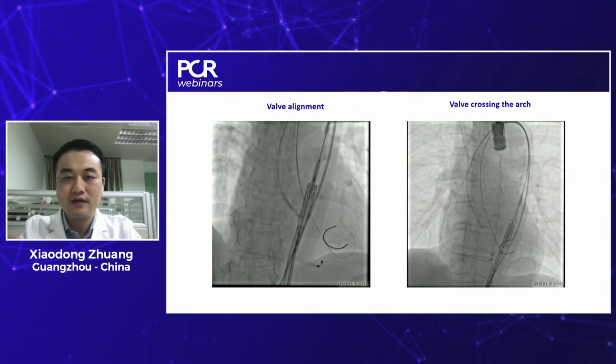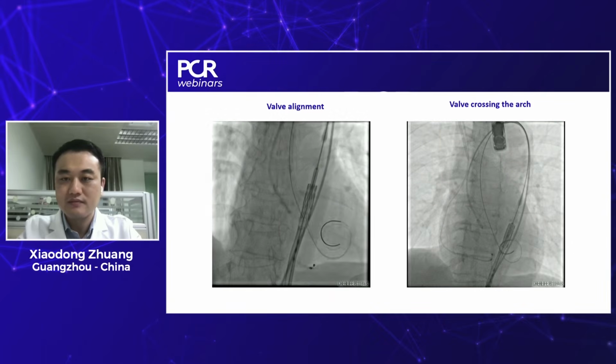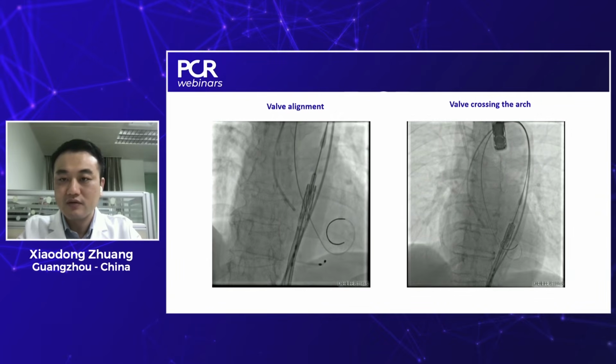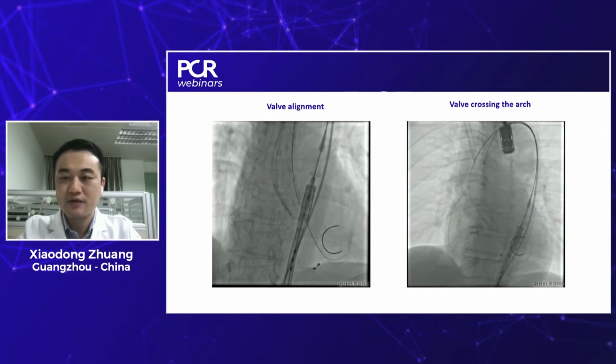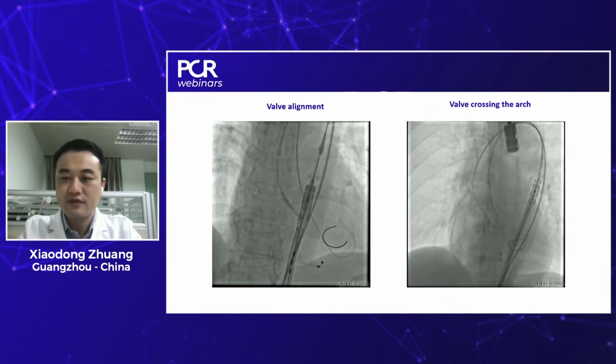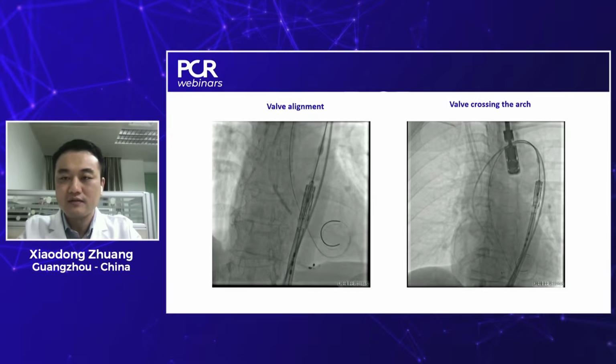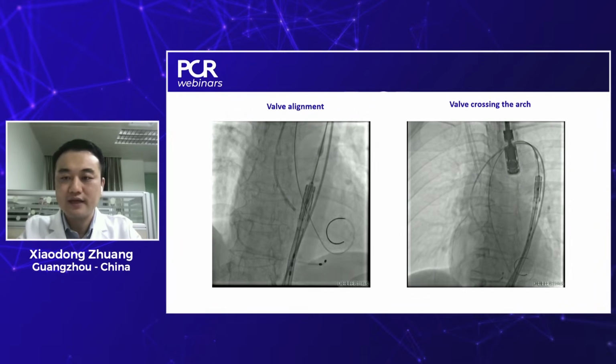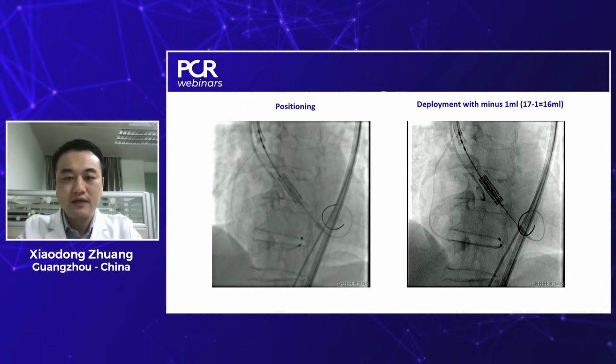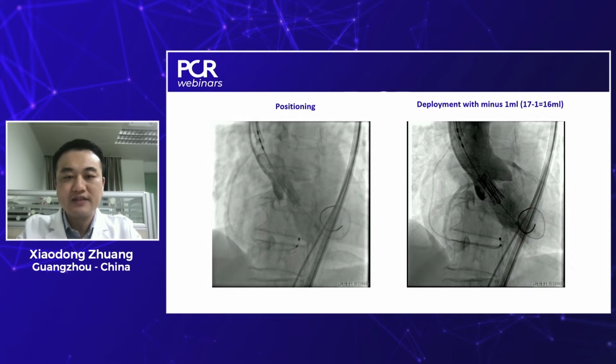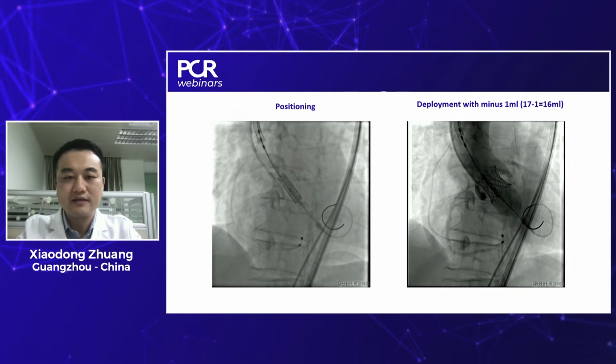And then there's the alignment, nothing special. And also crossing the valve for SAPIEN 3, I think it's easier for this case, not horizontal. The arch is not a very wide angle for this case. And then it's the position. We focus more on this position because we decided to implant high.